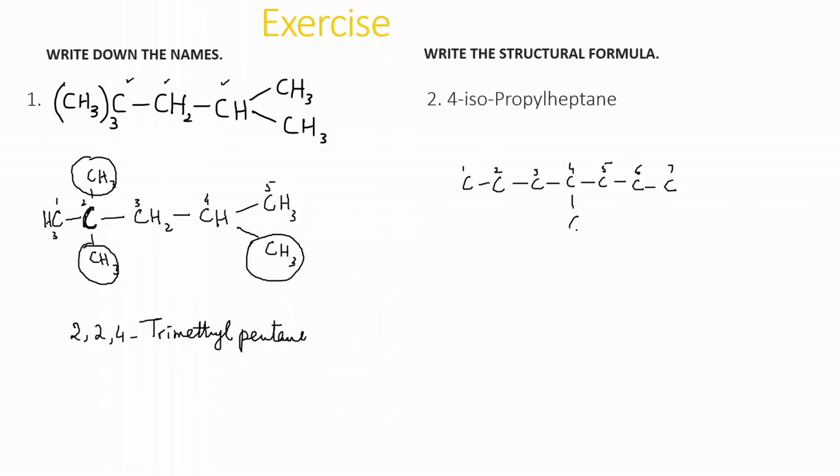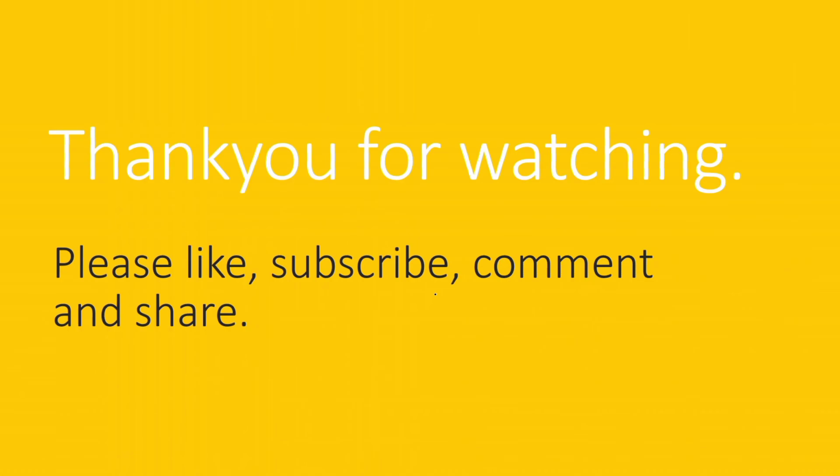Remember, isopropyl group was this one, in which there are 3 carbons, and the chain is attached with the middle carbon atom. Now you can write hydrogens. So this is it. I hope you have understood all the rules for naming alkanes.